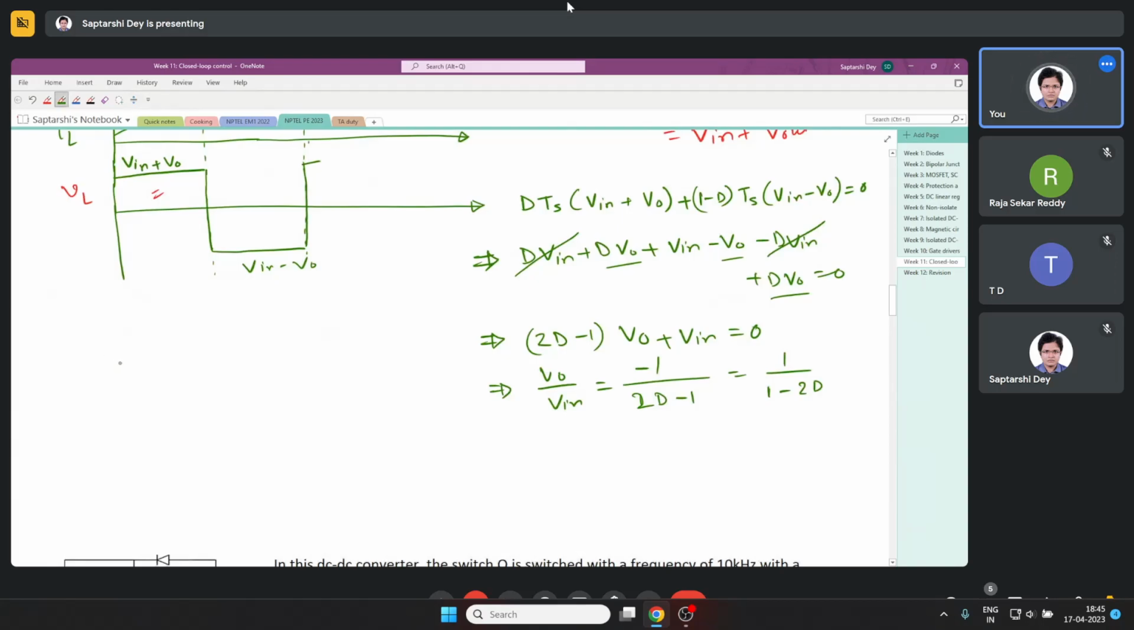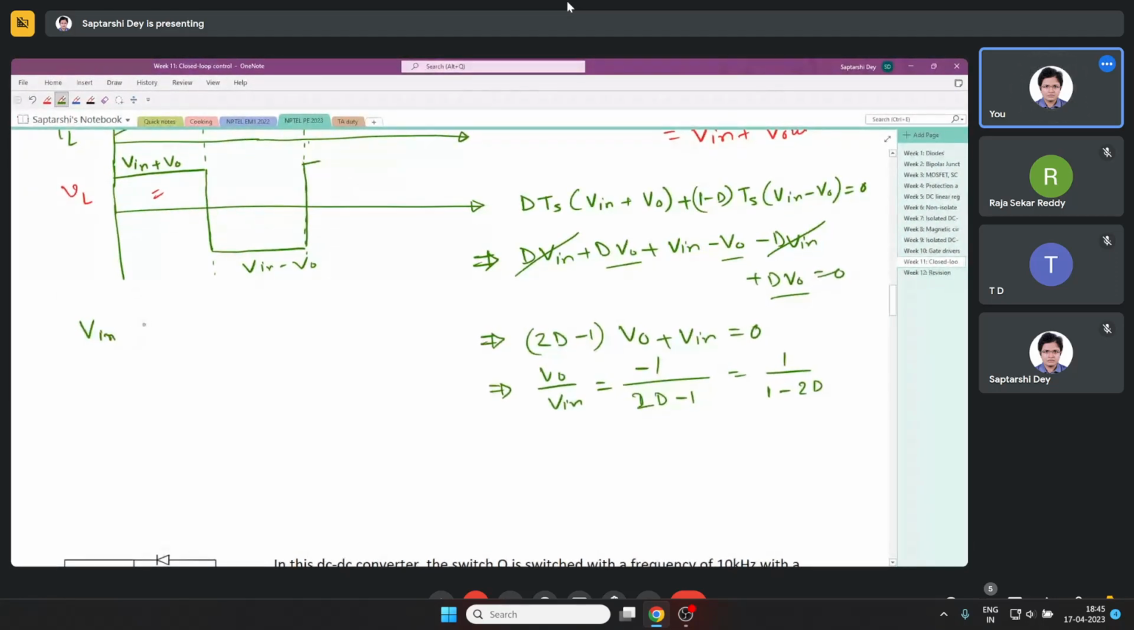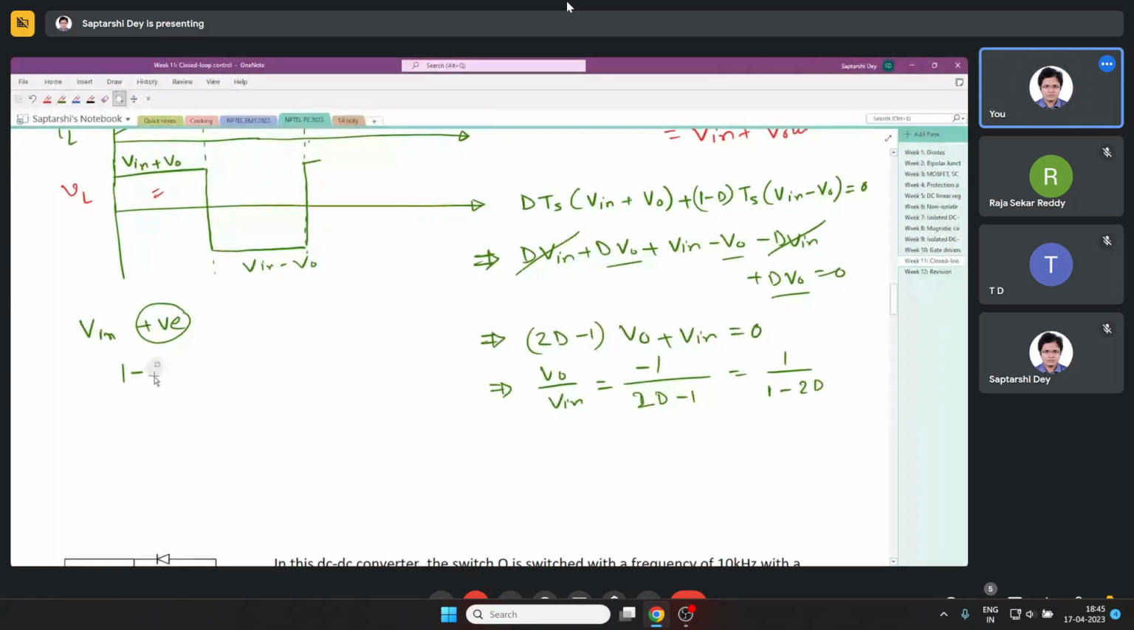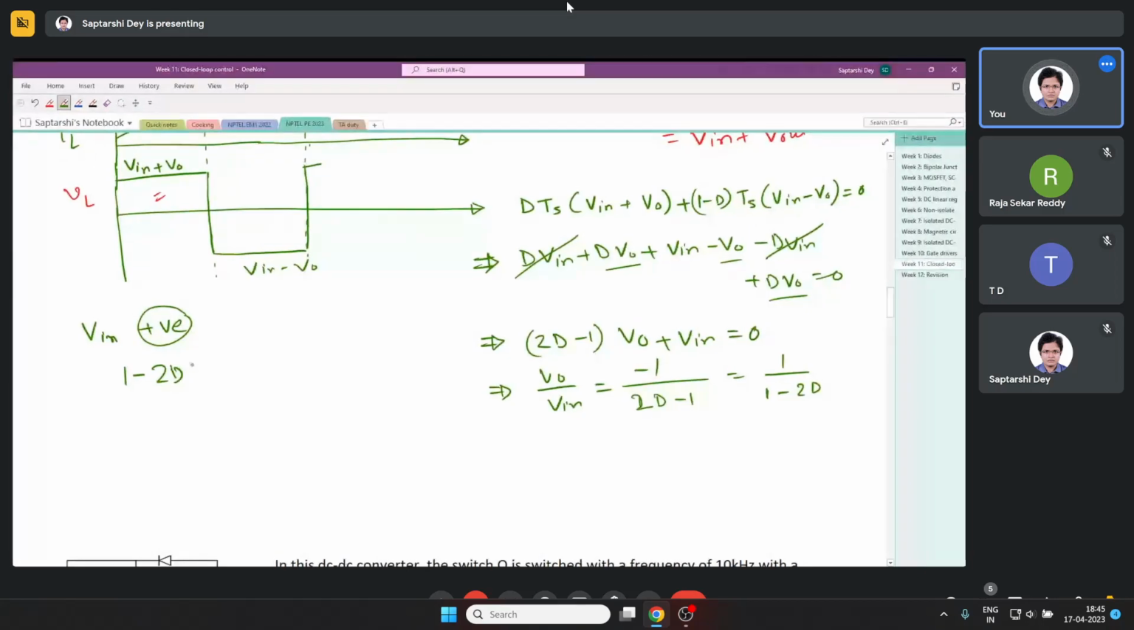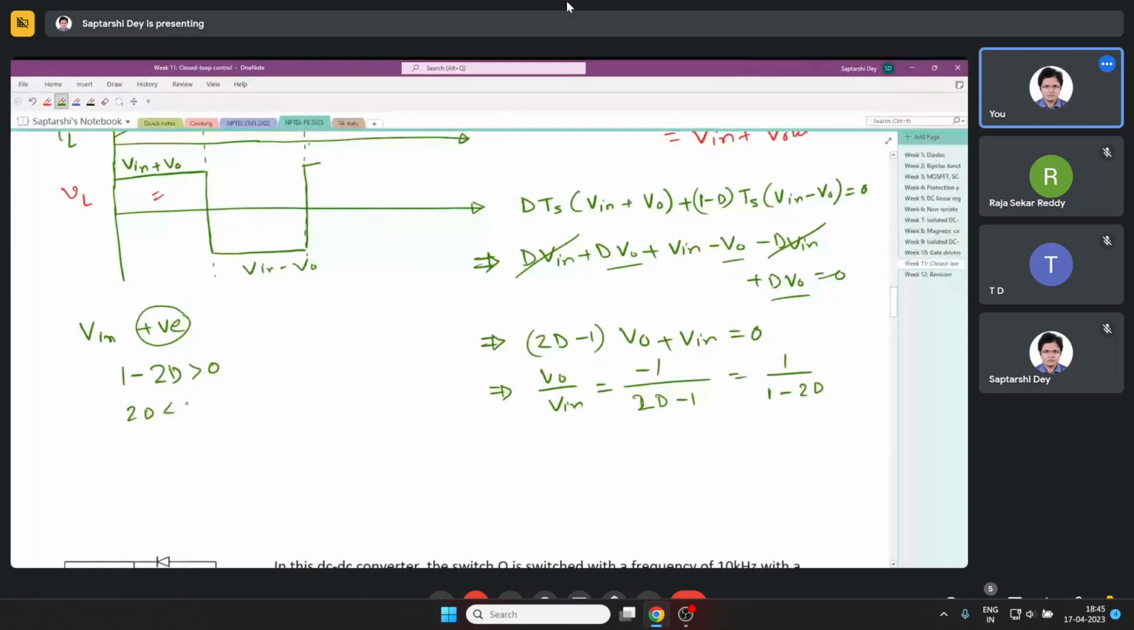And there is one catch here. Say our V in is always positive, if I keep my input voltage not changing, but the duty ratio is in my hand, I can change the duty ratio. Now if I want a positive output voltage, I must have 1 minus 2D positive, means 2D less than 1, D less than 0.5.